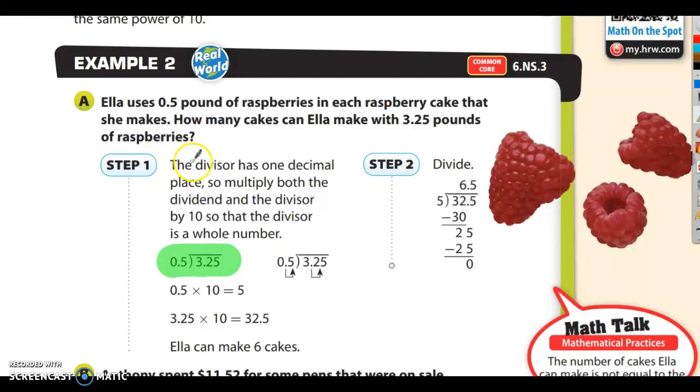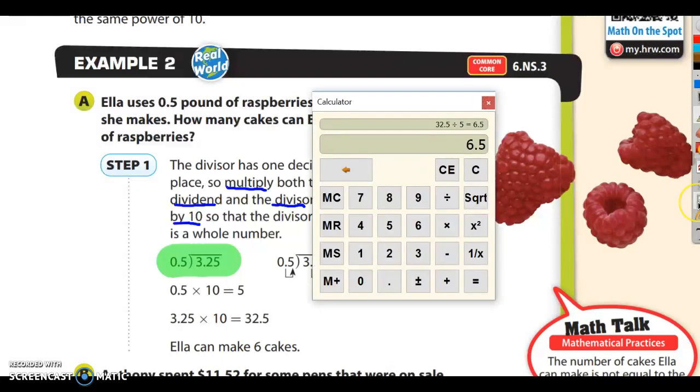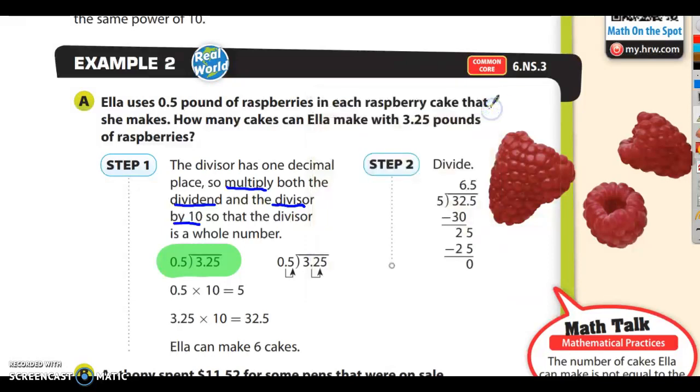But what we do is, it says the divisor has one decimal place. And it doesn't quite say this, but it should say we can't divide if the divisor has a decimal place, so we have to get rid of the decimal. How do you get rid of the decimal? You multiply the dividend and the divisor by 10 in this case. And here's why. If you multiply something by 10, just punch it into your calculator. If you multiply 0.5 times 10, it becomes a whole number of 5. And that's what we need.